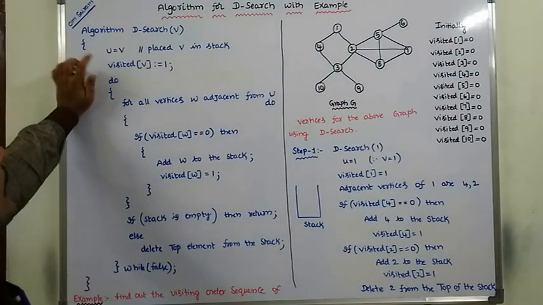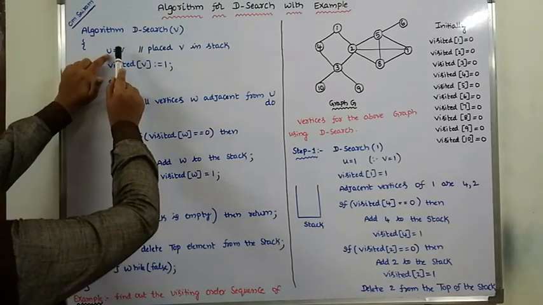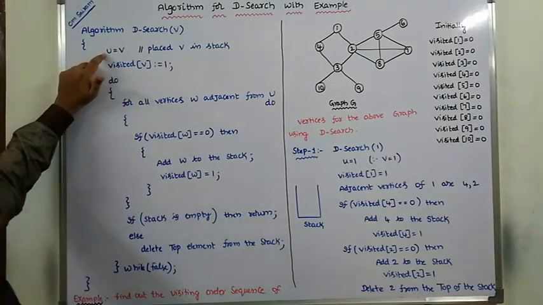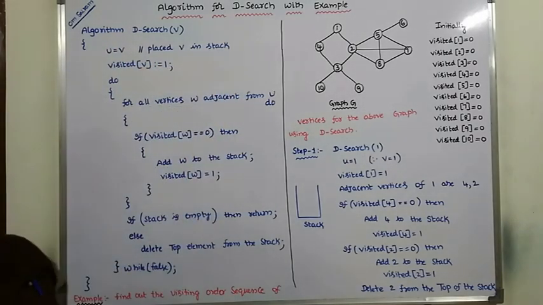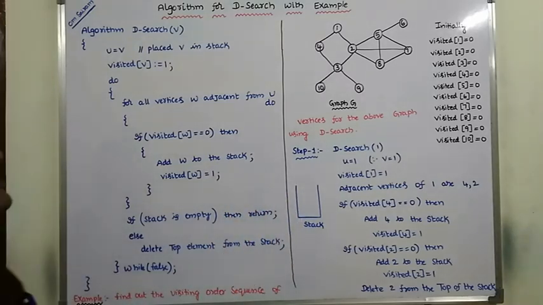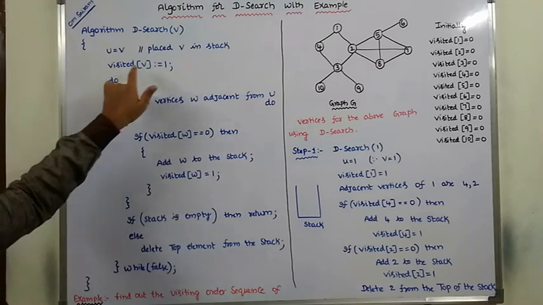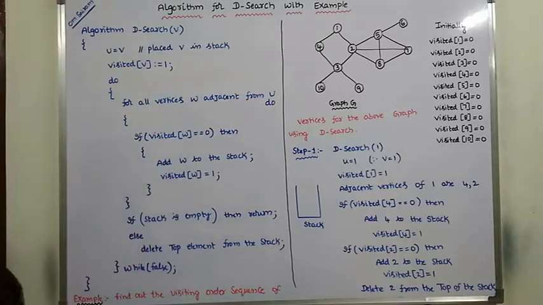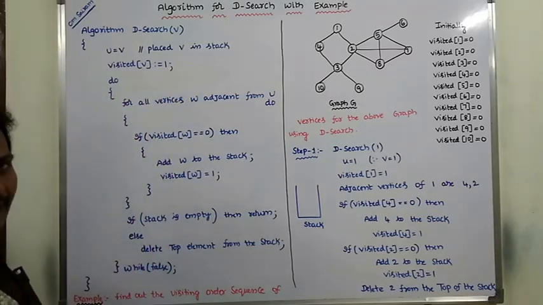Next, brace begin, U is equal to V. So V is nothing but vertex 1, which is assigned to U. Now place V in the stack, so vertex 1 is inserted into the stack. Now visited of V is equal to 1, means visited of 1 is equal to 1. That means vertex 1 is visited.